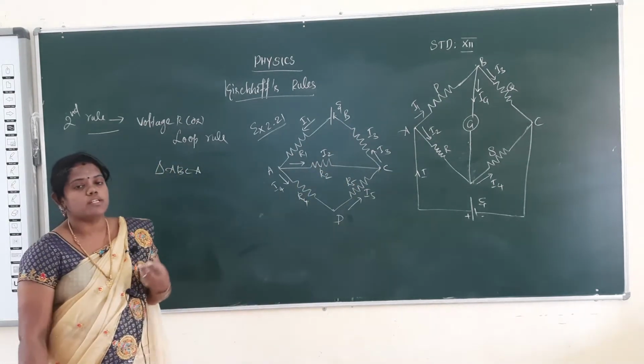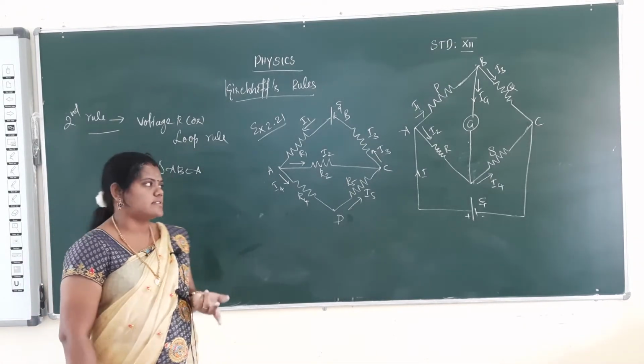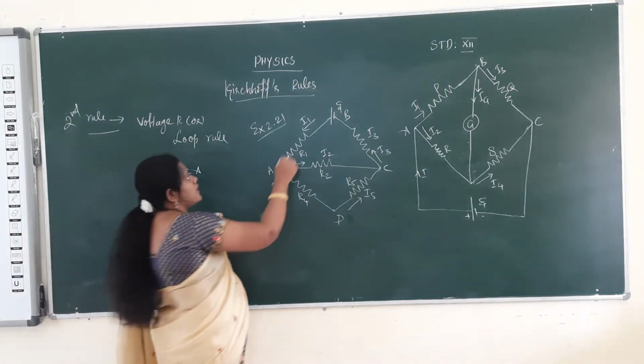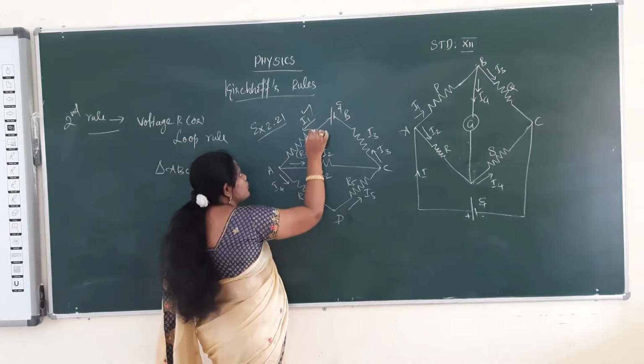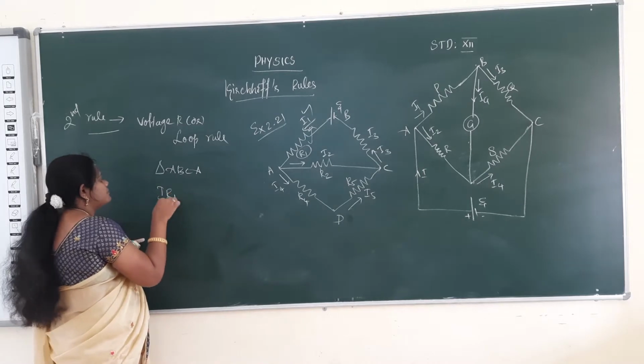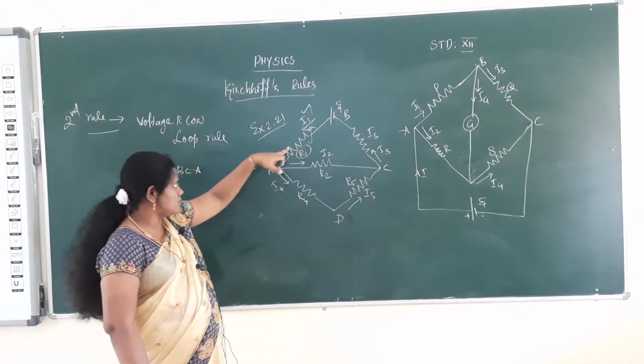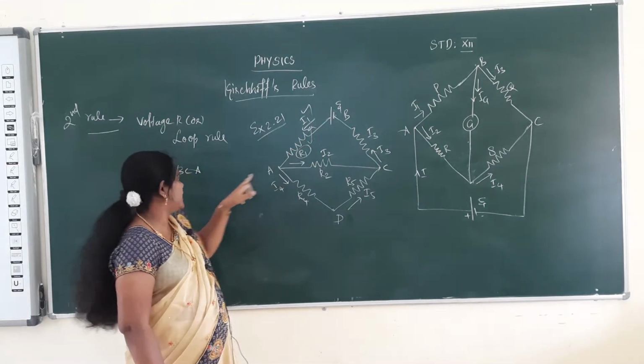Kirchhoff's second rule is denoted as the sum of the products of current and resistance. The first current is I1, the resistance is R1, so the product is I1 R1. Will it be positive or negative? Positive, because the movement starts from the battery, so it will be taken as positive.